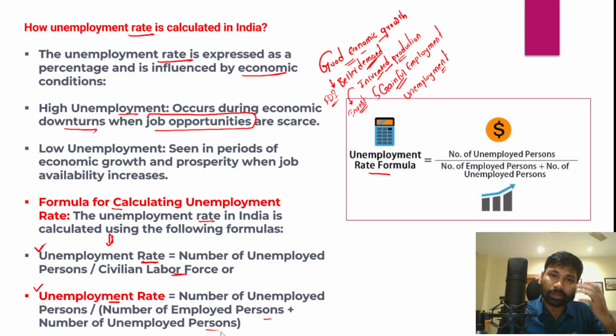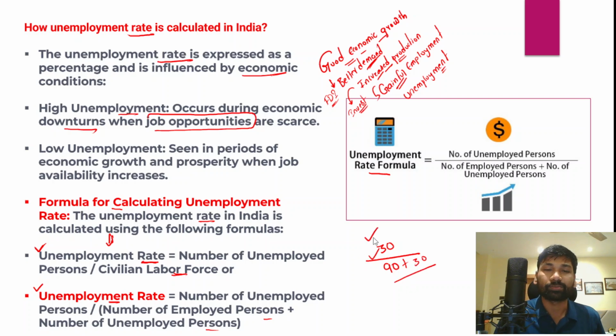For example, imagine that the civilian labor force, the total labor force, is 90, but the number of unemployed persons is around 30, right? This is how you can get the number of unemployed persons divided by the number of persons employed plus the number of unemployed persons. Through this formula you can get the unemployment rate prevalent in countries like India.